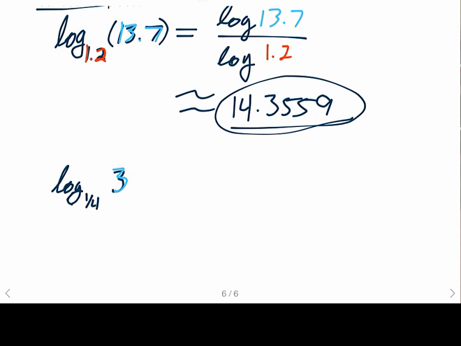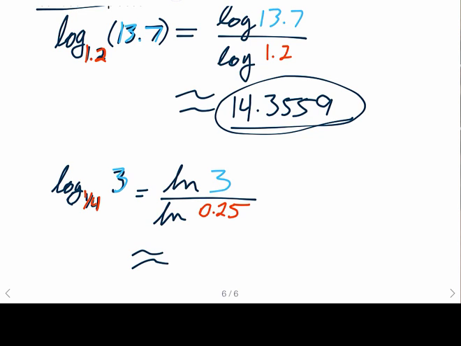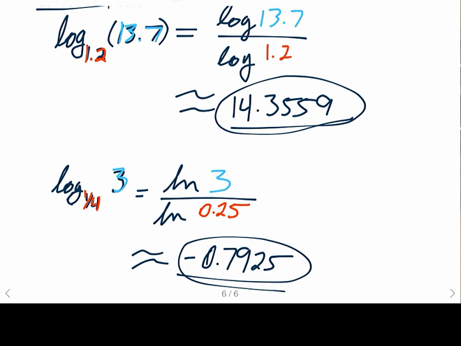Next, log base 1/4 of 3. Again, the argument 3 is going to land in a numerator somewhere. The base of 1/4 is going to land in a denominator somewhere, and I'm actually going to call that 0.25 because it's less likely to mess me up with my calculator. I can change the base to any base I want, provided they match. This time I'm going to use the natural log. So log base 1/4 of 3 is the same thing as natural log of 3 divided by the natural log of 0.25, which my calculator tells me is about negative 0.7925.